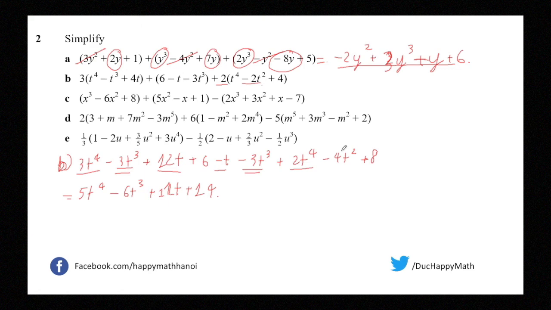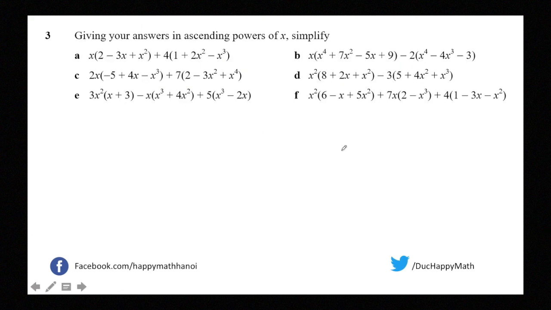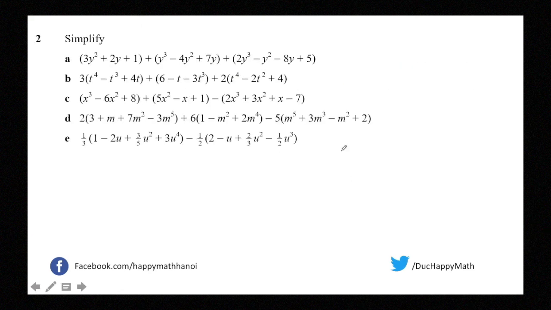Understand? Question C. In the same way, just practice with me. 6x squared plus 8, 5x squared minus x minus 1 plus 1. Okay, you imagine this one is minus 1 times the x terms inside the third bracket. So minus 1 times 2x cubed minus 3x squared minus x and plus 7.